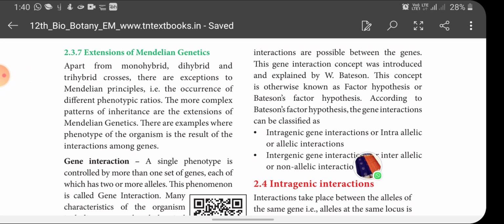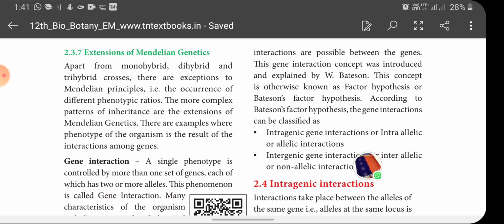According to his discovery, each phenotype of an individual is controlled by a single gene, and each gene consists of two alternative alleles. Say for example, when we have the height of a plant as tall and dwarf, the tall plant consists of alleles like capital T, and the dwarf plant consists of alleles small t. So this was about Mendelian genetics, okay. But now we are going to see extensions of Mendelian genetics.